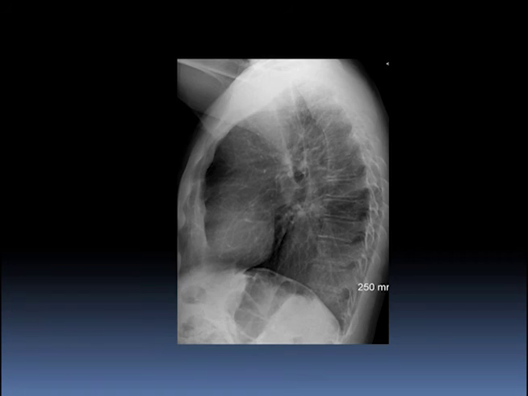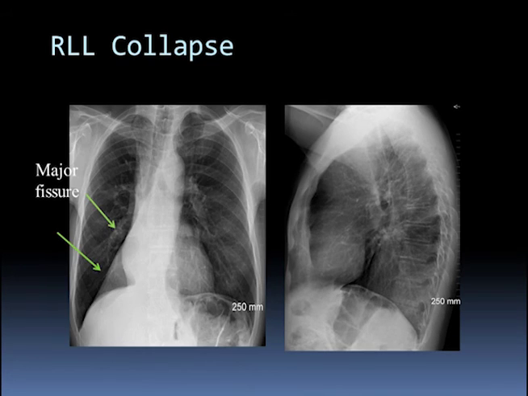If we go to the lateral film, here we can see the left hemidiaphragm, which stops at the heart, but we can't see any of the right hemidiaphragm. And if we go down the spine, we can just see this vague area of increased density down there. And the increased density, again, means there's consolidation in that portion of the lung, but we don't see the fissures, we don't see anything else on this view. Okay? So this is a right lower lobe collapse.